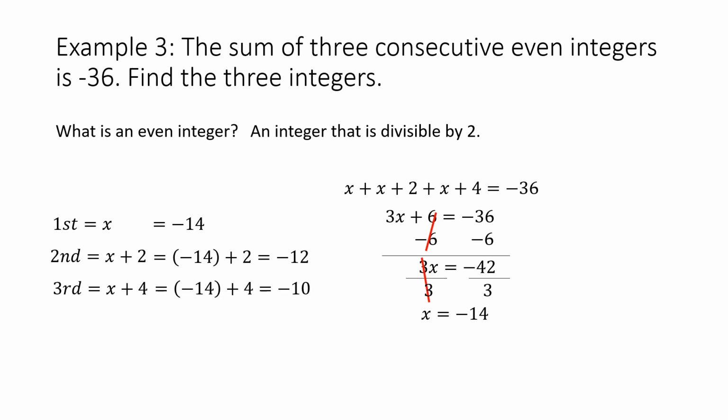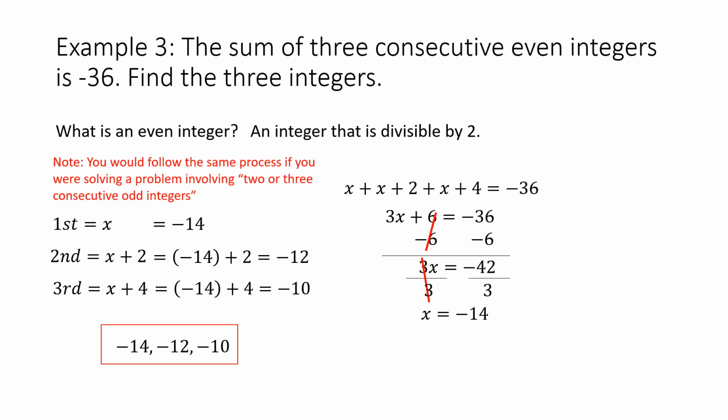And then next, we're going to take negative 14 and substitute it in for our third integer. So we have negative 14 plus 4. That's going to equal negative 10. So then our three consecutive even integers that sum to negative 36 are negative 14, negative 12, and negative 10. If we were to add those three integers, we would get negative 36. So that tells us that we did it correctly, plus all three of them are even, which is another indicator that we did this correctly.